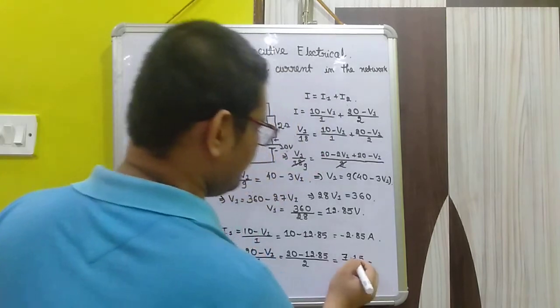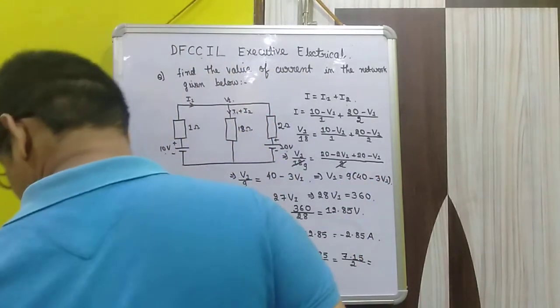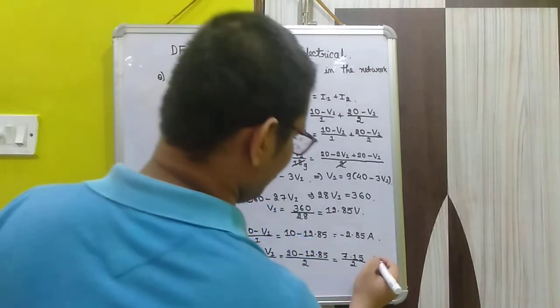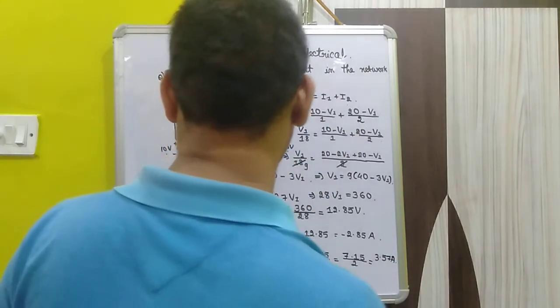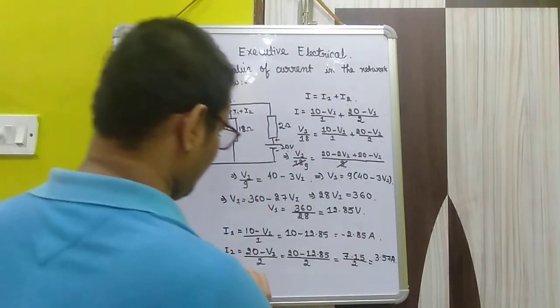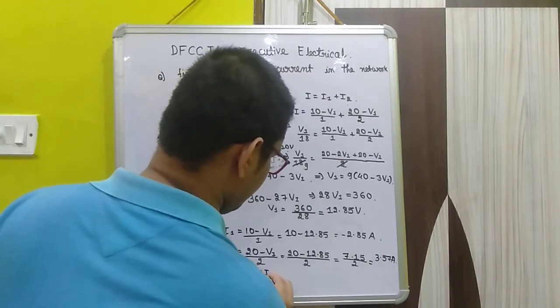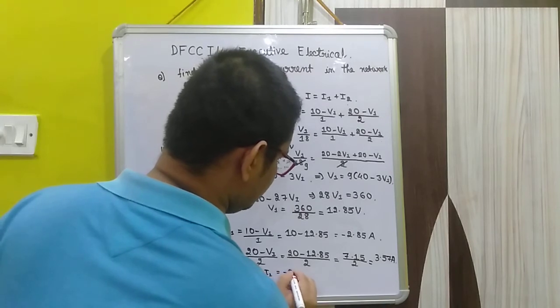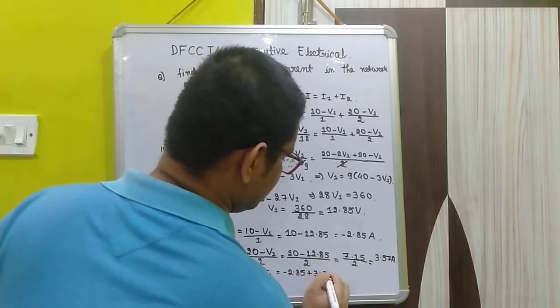So if we divide 7.15 by 2, we get 3.57 ampere. So now we have calculated I1 and I2. What will be the value of I? I will be I1 plus I2. We know the value of I1 is minus 2.85 ampere, and I2 is 3.75 ampere.